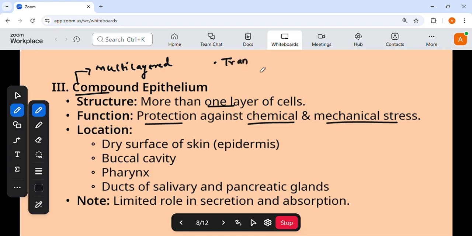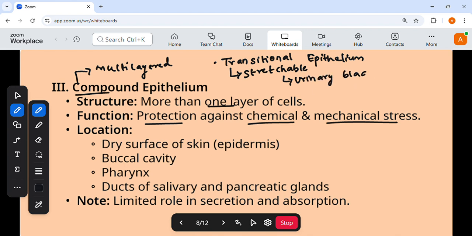Transitional epithelium is stretchable, so we can stretch this epithelium. So it is stretchable. Where can we find it? We can find it in the urinary bladder. You see, as the bladder gets filled, it stretches, we can hold it for some time, then the micturition process happens. So stretchable transitional epithelium, do remember.